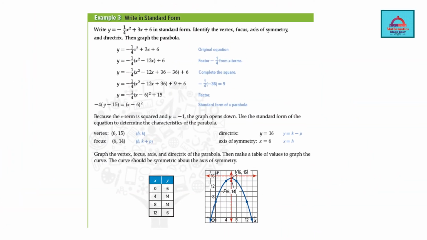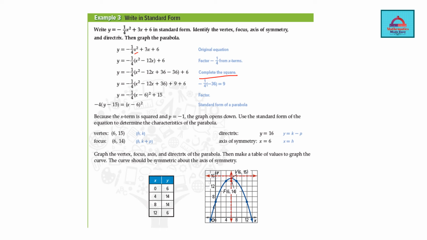Another question, this is a solved question very similar to the previous one that we did. So here you have to first write the parabola equation in standard form. Again here the power of x is 2, so that means we are going to complete the square for x. So follow the same steps.